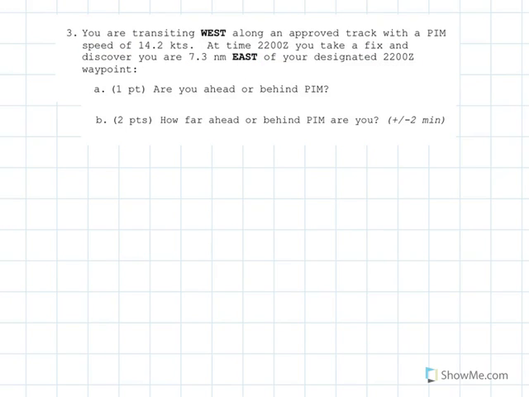Number 3. I always like to start by drawing out our waypoints so that we can get a visual representation of where we are and where we're going. So here are our 2 waypoints. Here's our track. We're going to get those waypoints from our move rep, and they will not only have positions but exact times as well. And we are transiting west.